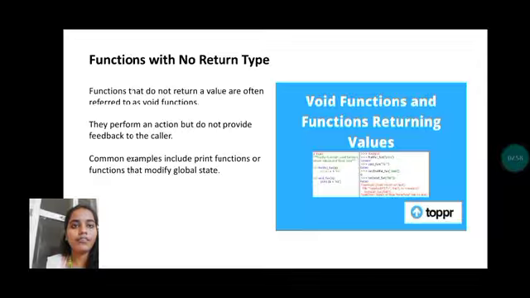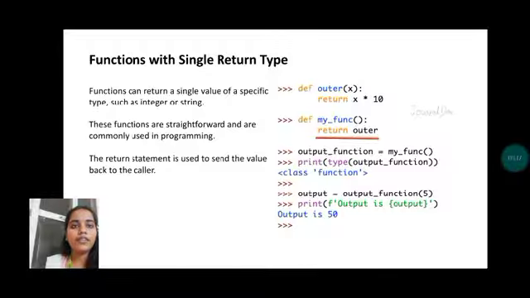Functions with no return type. Functions that do not return a value are often referred to as void functions. They perform an action but do not provide feedback to the caller. Common examples include functions that modify global state.